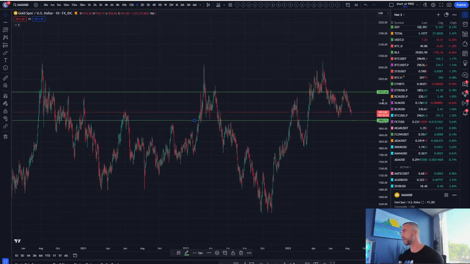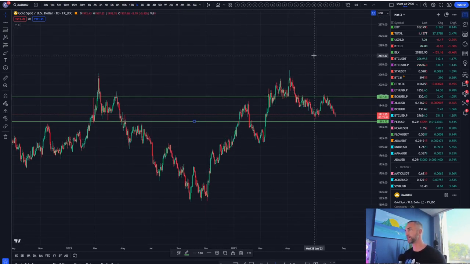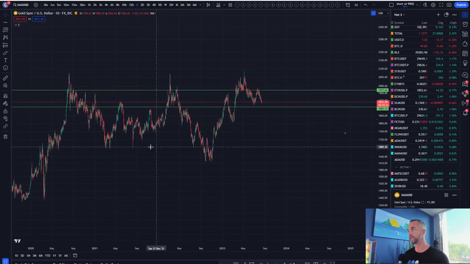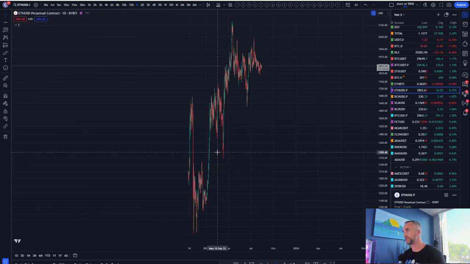A daily above or below there, likely you're going to get either a play to the top side of the range at 2,080 or a move back down to about 1,800 bucks. And then we call it a lower high, or not, back in the middle of the range and judge it from there. Let's take a look at Ethereum really quick.